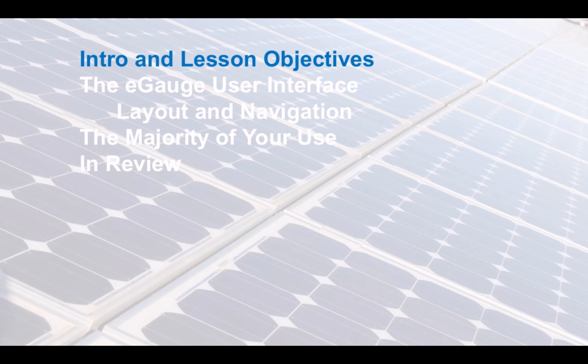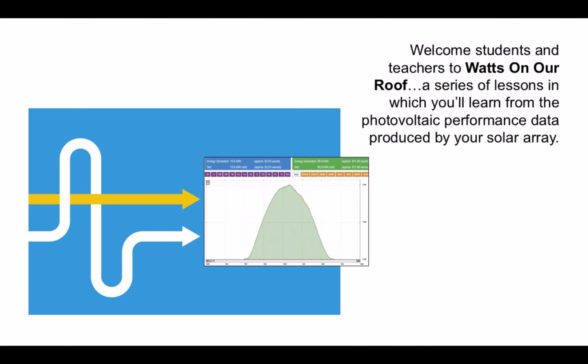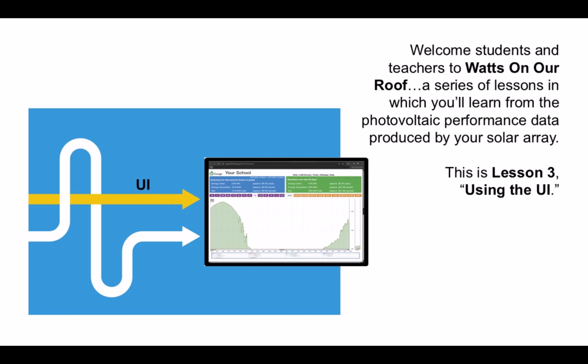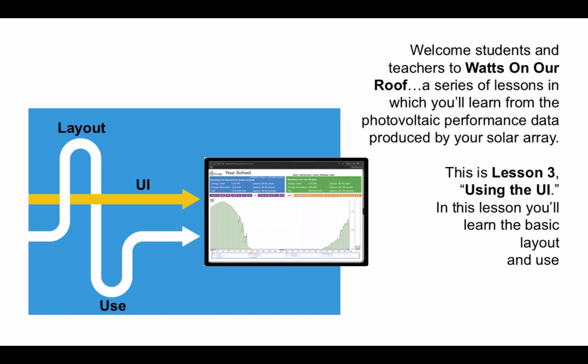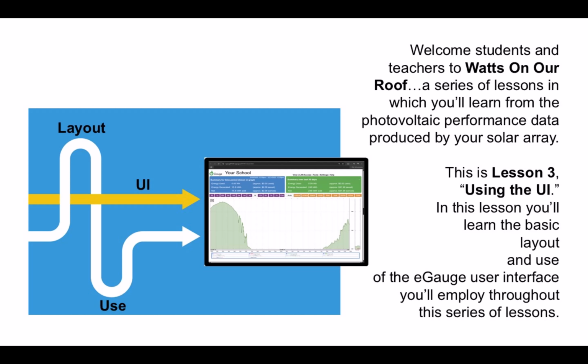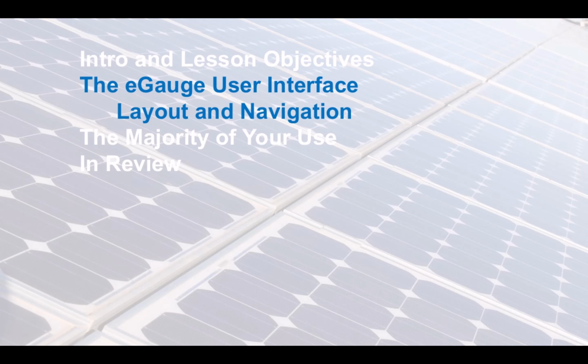Introduction and Lesson Objectives. Welcome, students and teachers, to What's on Our Roof, a series of lessons in which you'll learn from the photovoltaic performance data produced by your solar array. This is Lesson 3, Using the UI. In this lesson, you'll learn the basic layout and use of the eGauge user interface you'll employ throughout this series of lessons. The eGauge user interface, layout, and navigation.